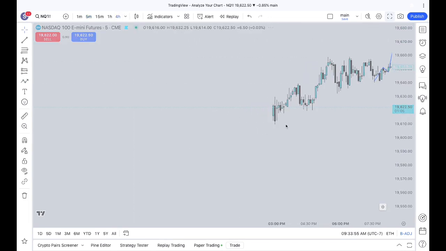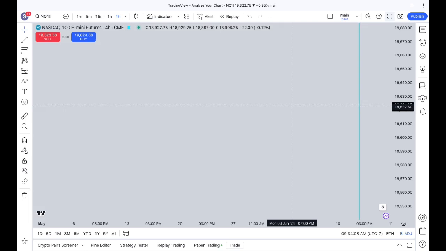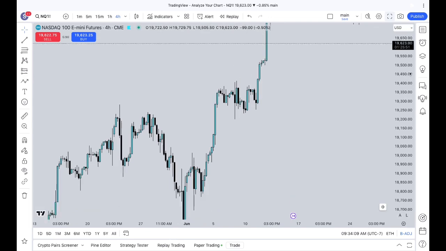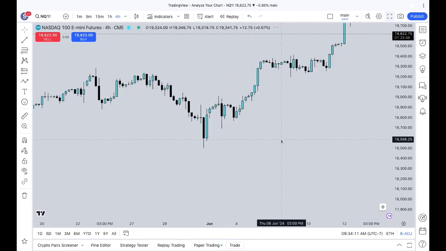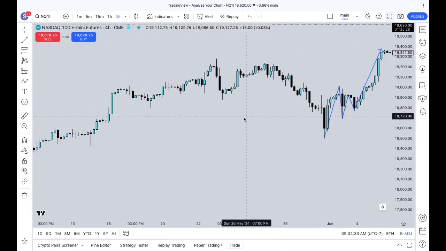Let's go to the 4-hour. We might find some good trends on the 4-hour. All right, right here we have a lower low, and then a higher high, higher low. It's kind of weird, but let me find a better one.